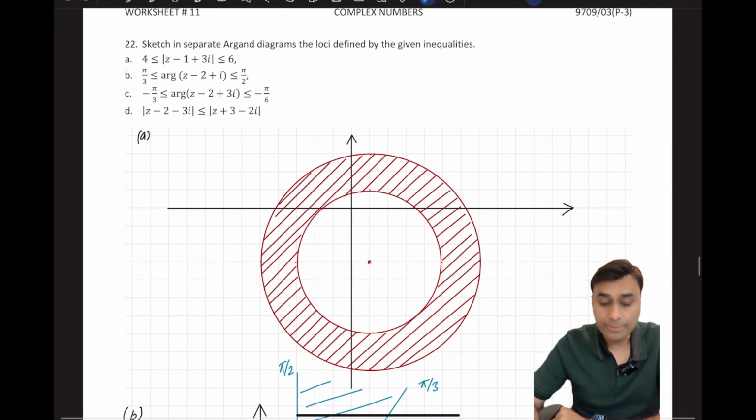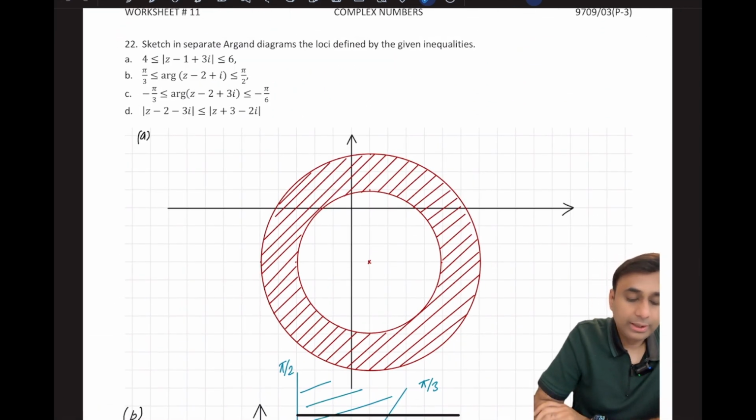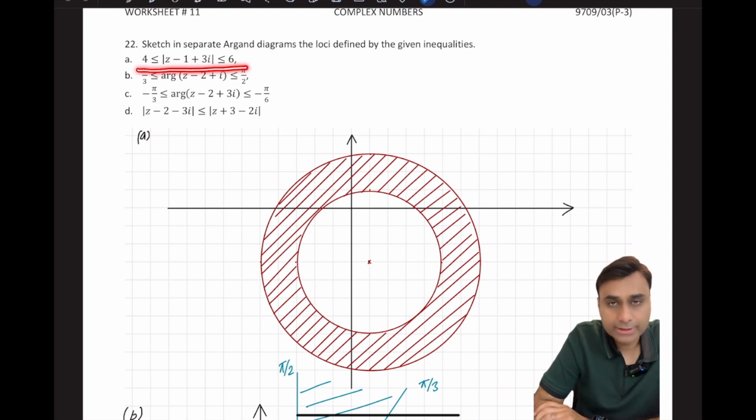Let's have a look at some examples of inequalities. Like if I've been given something like this, I know it's related to radius if I deal with them individually. So I take 1 minus 3 iota as my center and draw two circles of radii 4 and 6. So it says modulus of this is greater than or equal to 4, so the point should be outside the radius 4, and less than or equal to 6, so the point should be inside the radius 6.